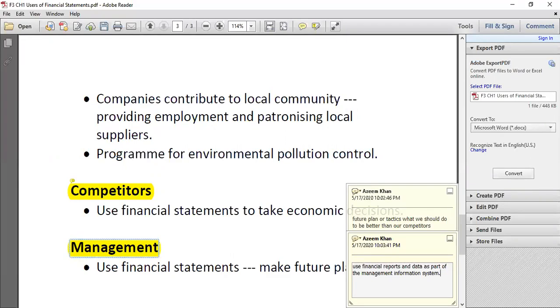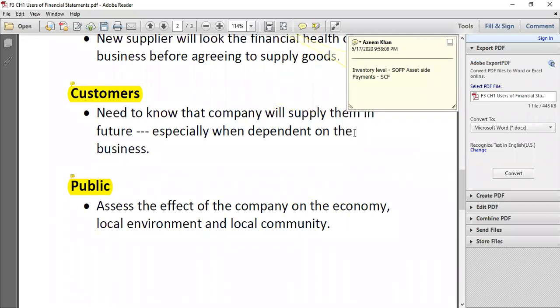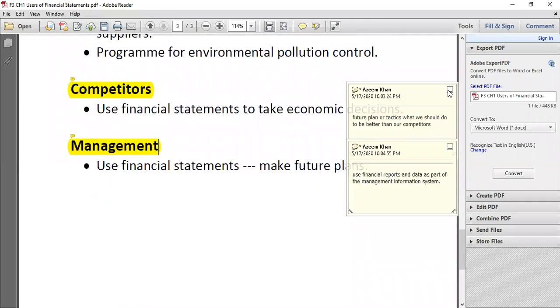So management will need detailed information for their decision making. They will not only use the financial report. They will take the financial data and analyze it, or use that data to produce management-related reports which they will use for their decision making. Clear or not? So these were the different users we have, and they have different needs. They are using the company statements, analyzing those statements, and making their decisions regarding their needs. Does anyone have a question about the users?